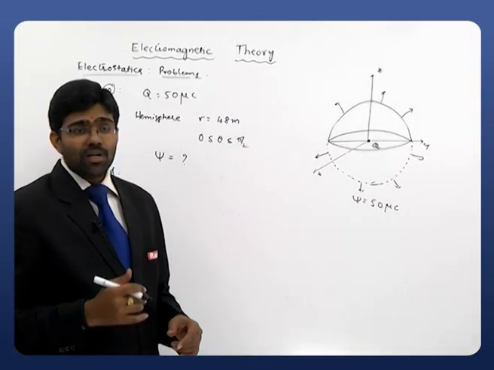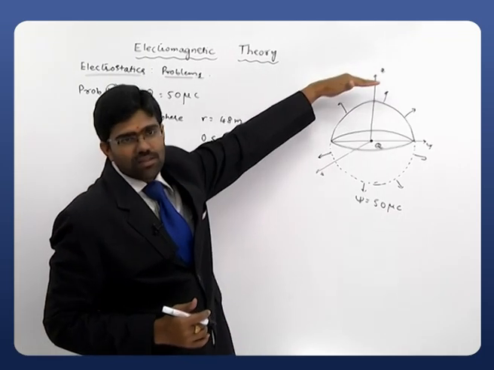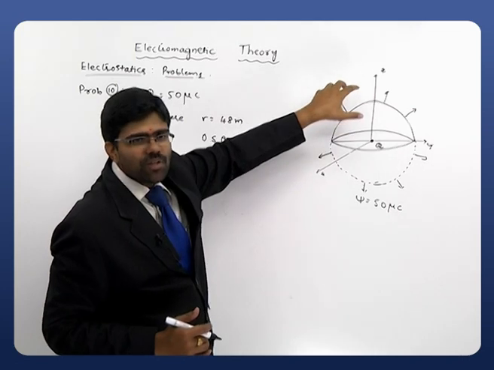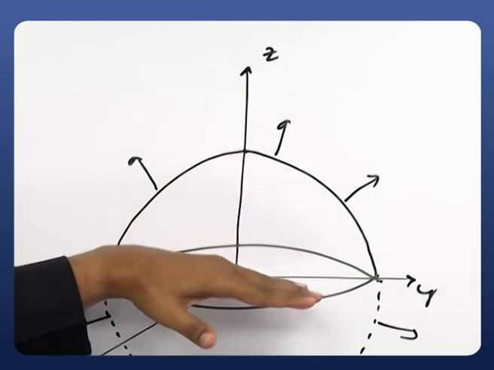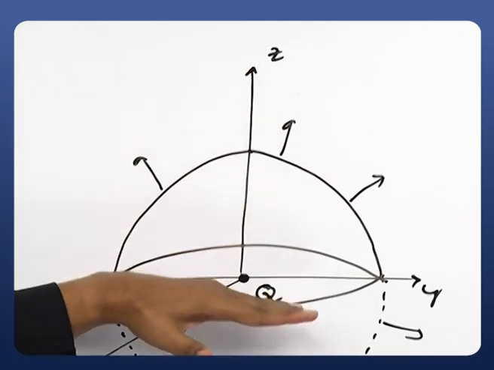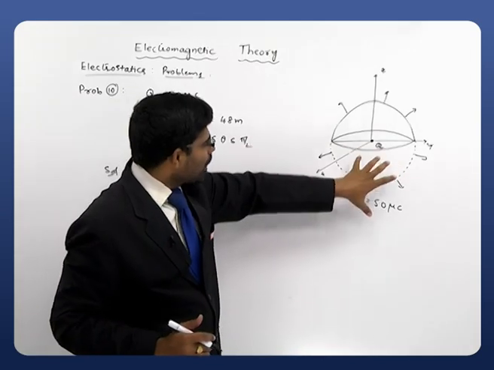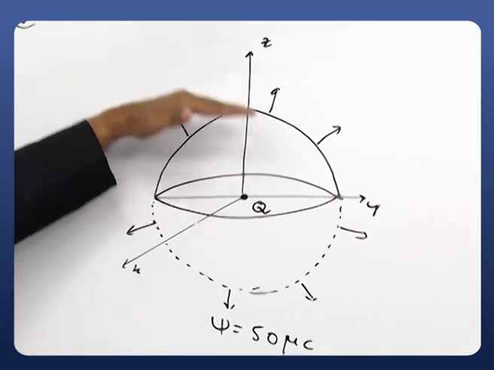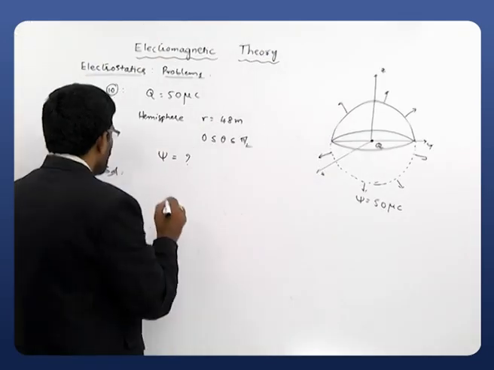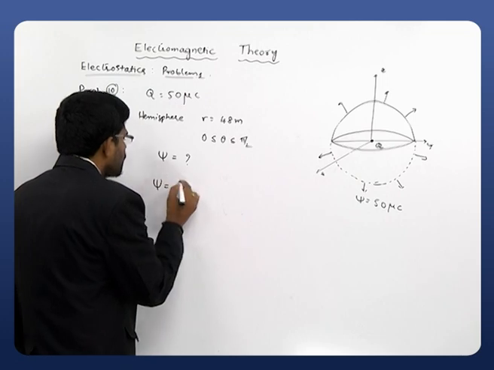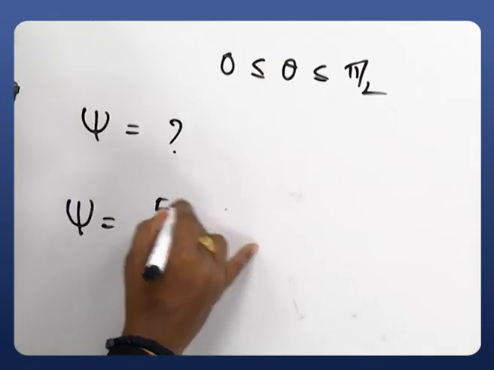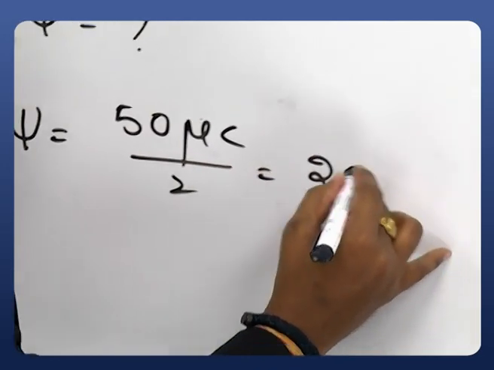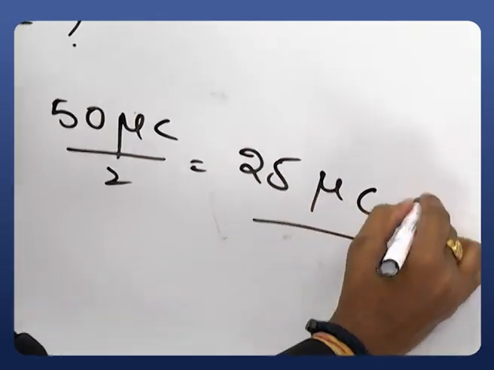But here what we require is the flux passing through only half of the sphere, that is the hemisphere. So clearly from that representation you can say that only half of the flux will pass through the upper sphere, and the remaining half will pass through the lower sphere. Since we have no lower sphere, just half of the flux which passes through the upper sphere is the answer. That is, the flux passing through the upper hemisphere is half of the total, that is 50 microcoulomb divided by 2, which is equal to 25 microcoulomb.